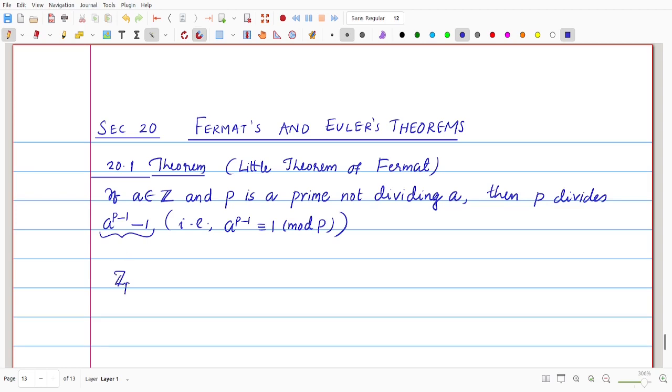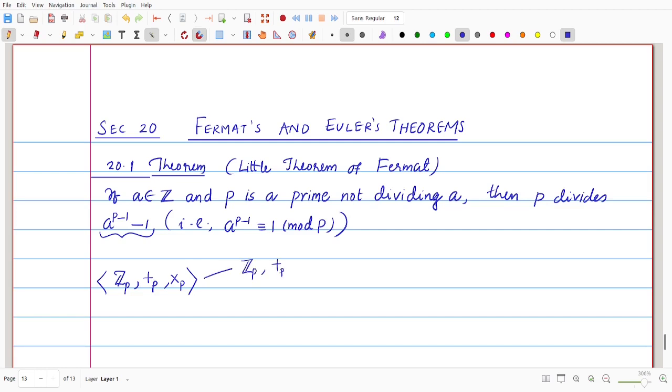We know that ZP is a group. Obviously this is an example of a field also, under addition modulo P and multiplication modulo P. Since this is a field, every non-zero element of ZP has a multiplicative inverse as well. So what is the cardinality of this field? Since this is a field, what is the definition of a field?